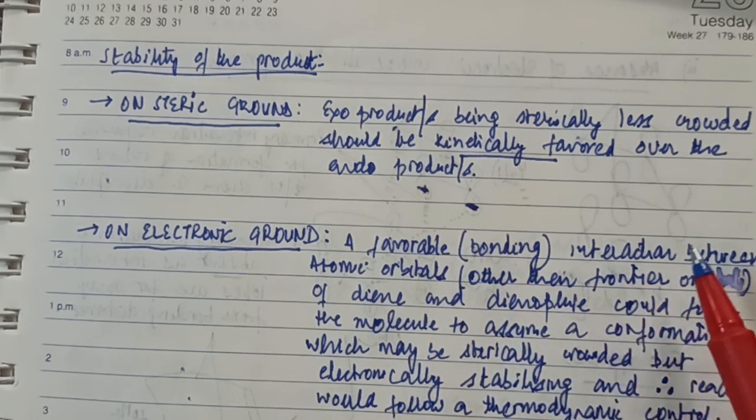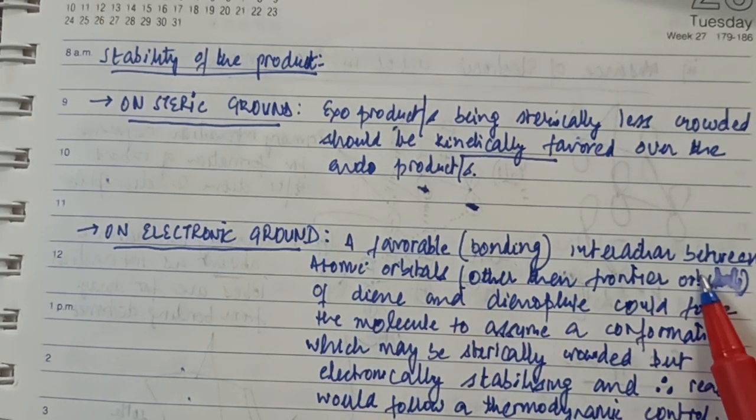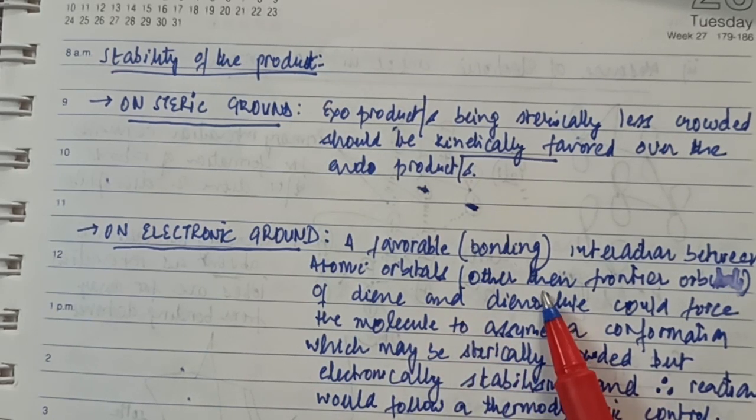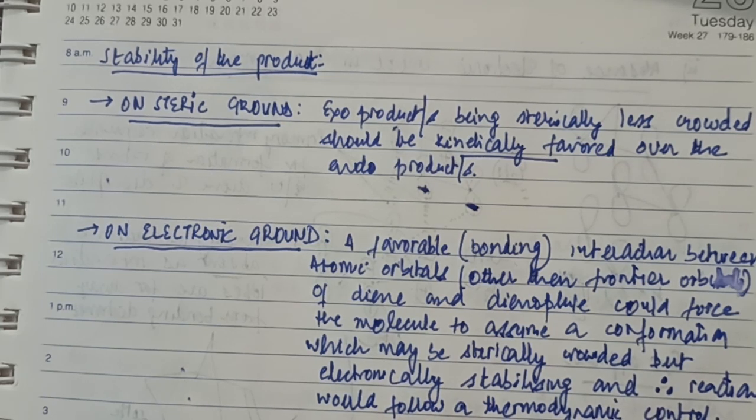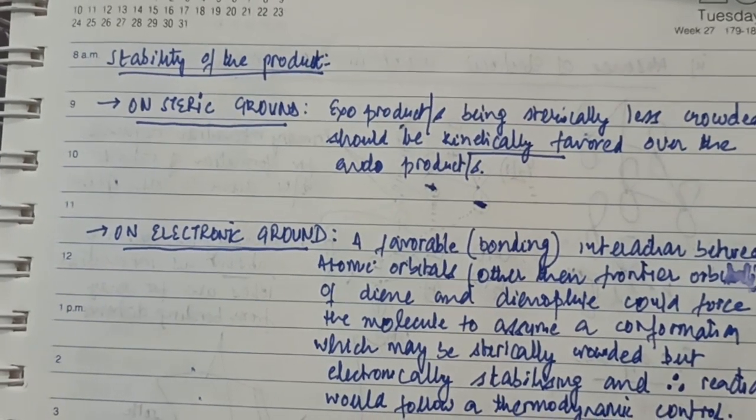There is a bonding interaction between atomic orbitals other than the frontier orbitals of the diene and the dienophile, and this could force the molecule to assume a conformation which may be sterically crowded but electronically stabilizing, and therefore the reaction would follow a more stable, more controlled thermodynamic control. I'll repeat what I've said in simpler words.